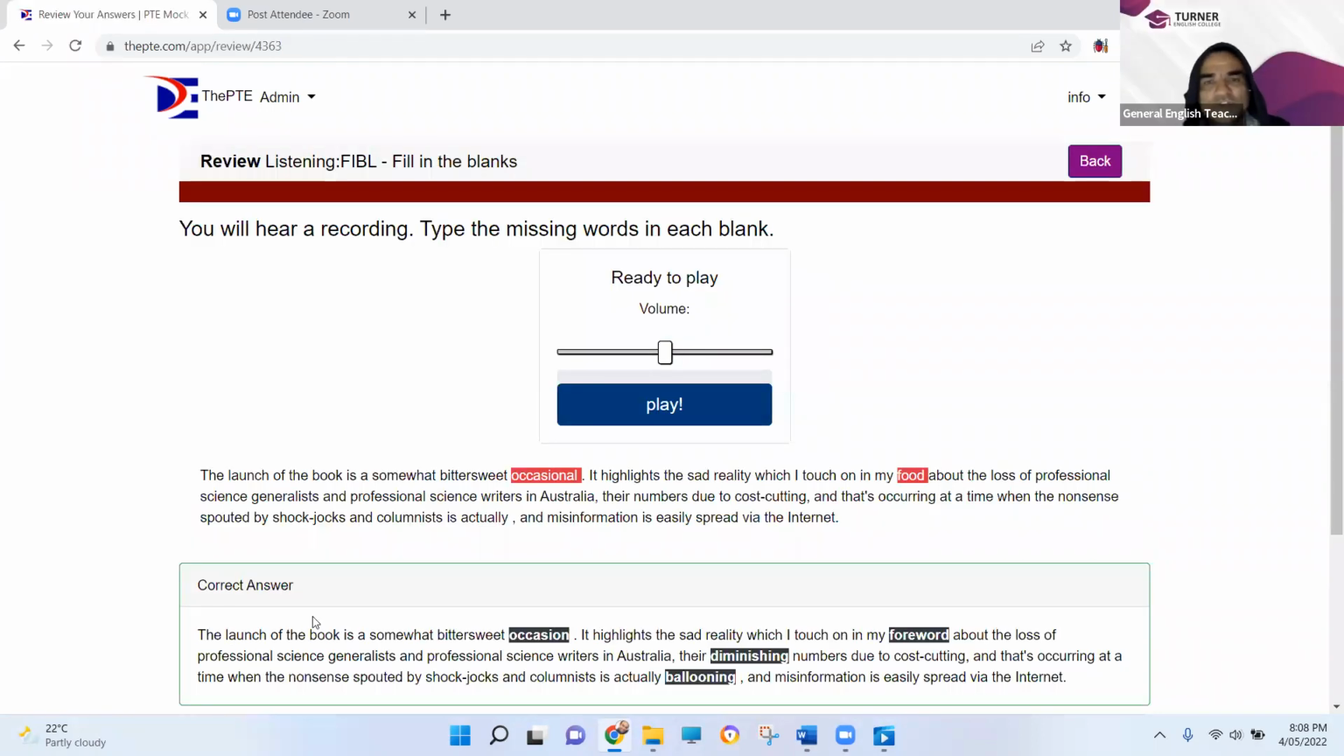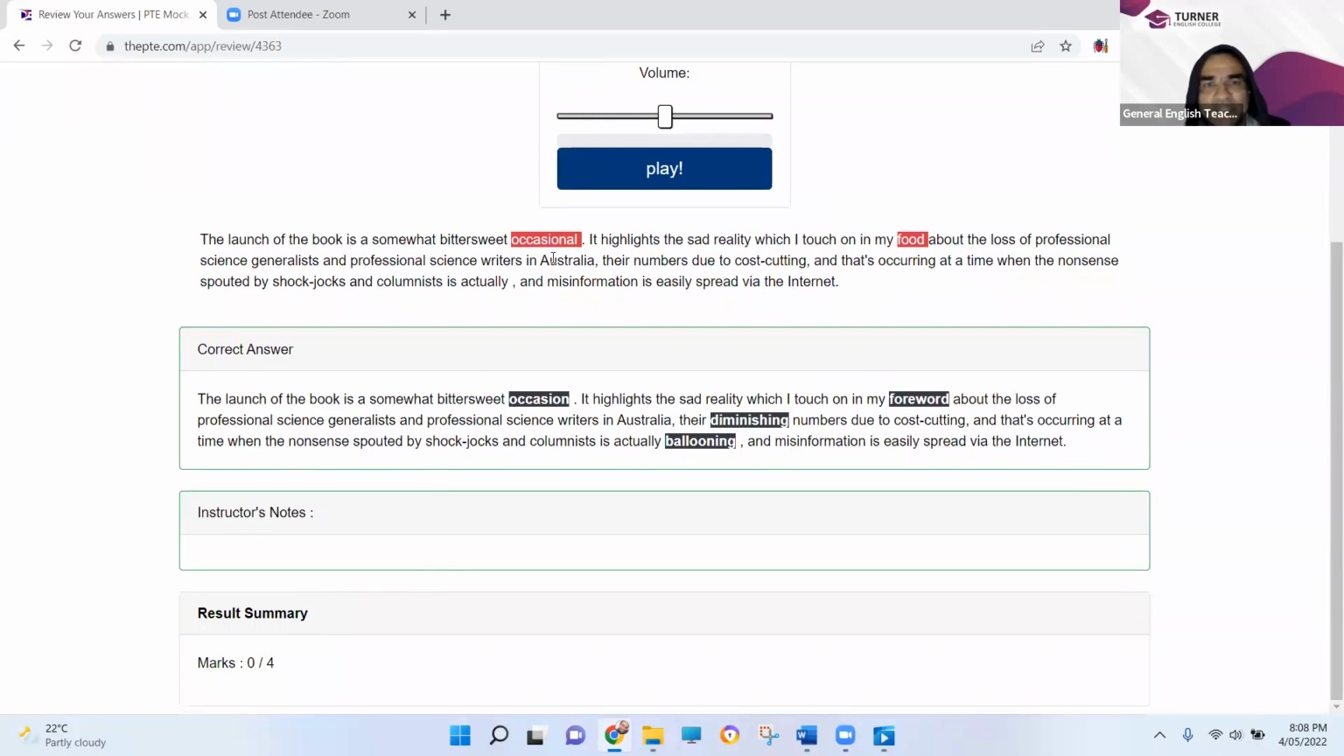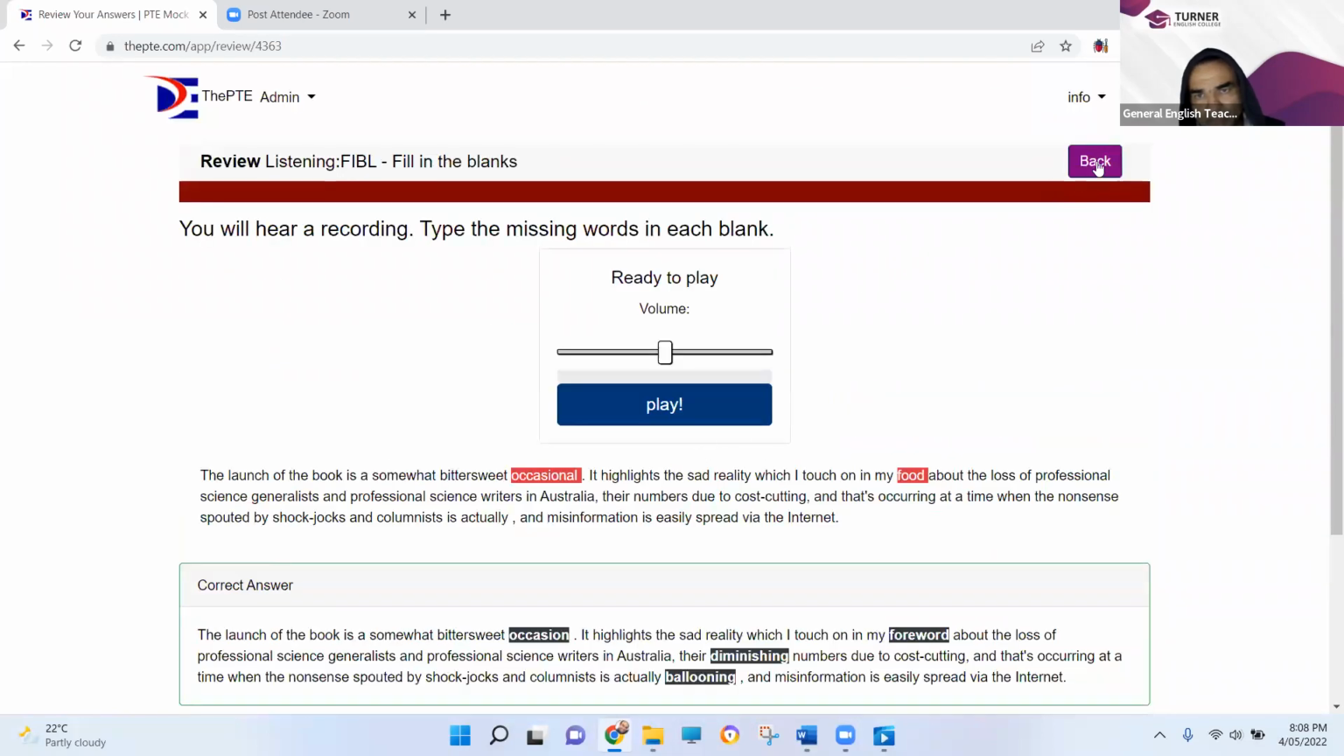So in the test, you just go to the next one. So that was occasion, the first one. Foreword. Occasion. Foreword. Very good. Diminishing. But it needs to be correct. Okay. And ballooning. All right. Next one.